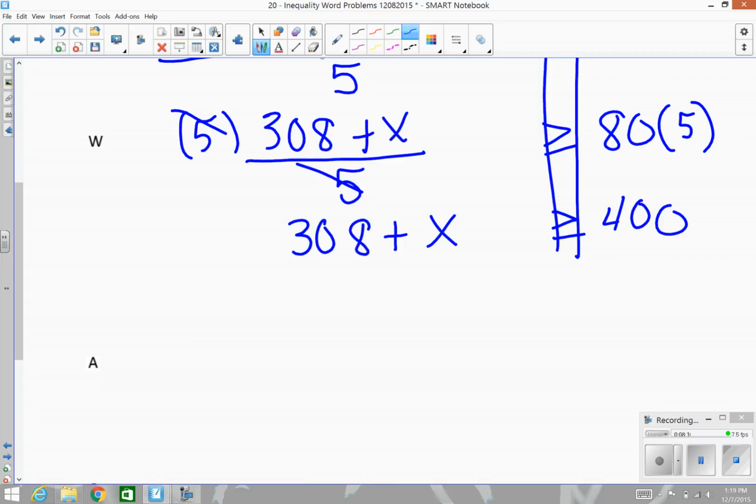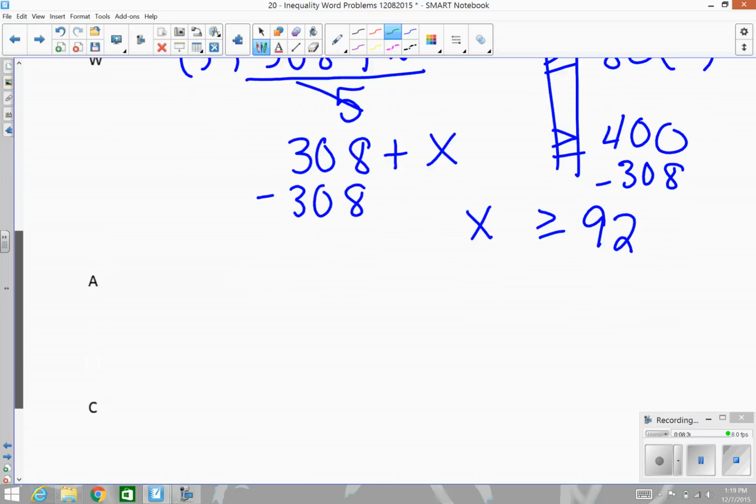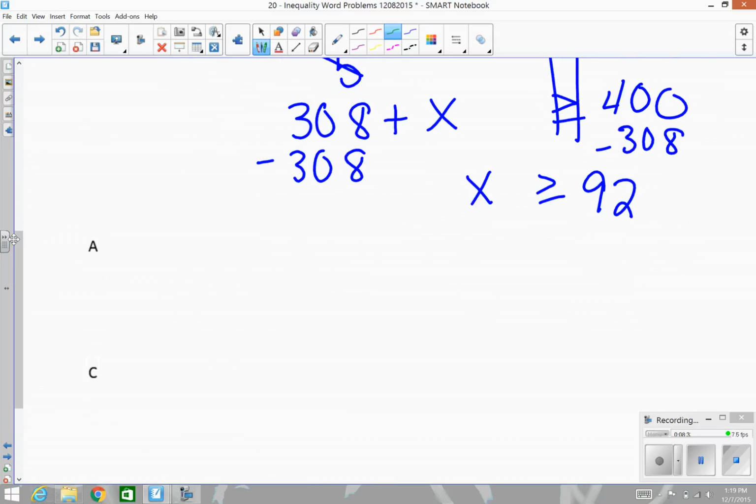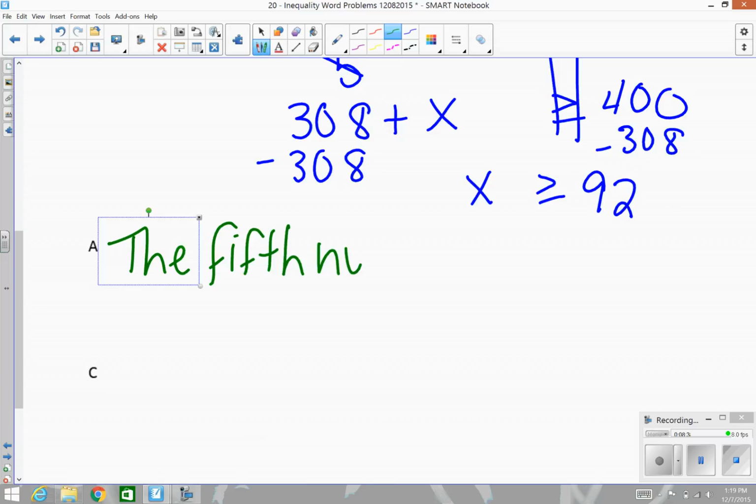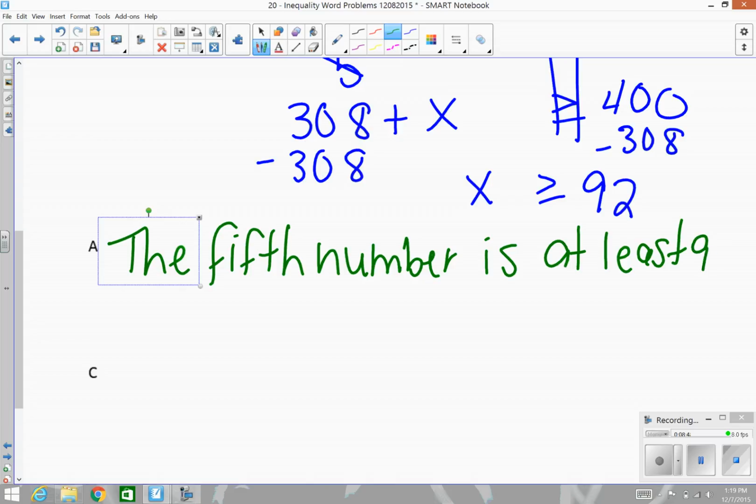And our last step would be to subtract 308 from both sides. And we get that x is greater than or equal to 92. So when we write our answer in sentence form, connecting the words back to the words, we would say the fifth number is at least 92. Could it be bigger? Absolutely.